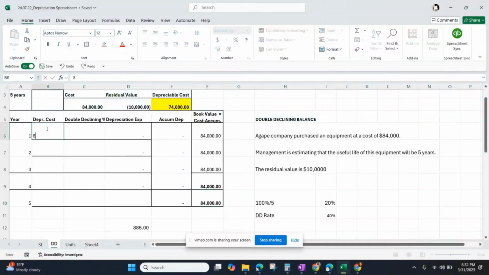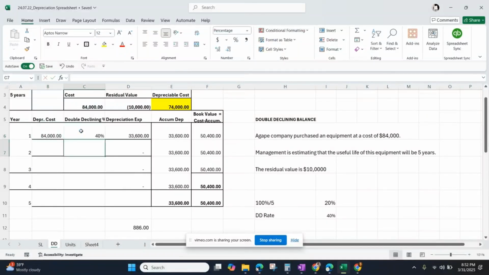So take the cost for the first year. We're going to do this for 5 years, which is the estimated useful life. Multiply by 40%. The depreciation expense for the first year is $33,600, which is the same as the accumulated depreciation because it's the first year. Then the book value is always the cost minus the accumulated depreciation. That doesn't change regardless of the method you use.